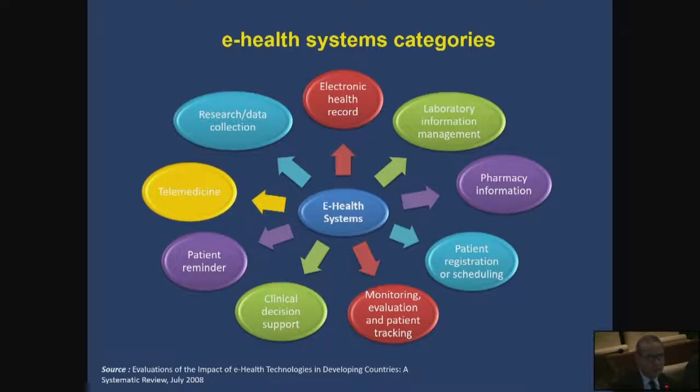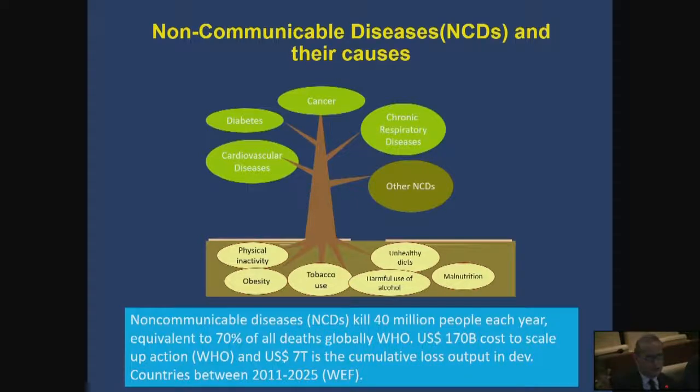But for example, if we move to non-communicable diseases, which are a major problem in most developing countries, like cancer, chronic respiratory diseases, diabetes, cardiovascular diseases, and others. Basically, they kill around 40 million people each year, which is equivalent to 70% of all deaths globally, according to WHO. And this is a $170 billion cost to scale up action of WHO and around $7 trillion in terms of cumulative loss. So any improvement that we can do through any of these tools, of course, has an economic benefit.